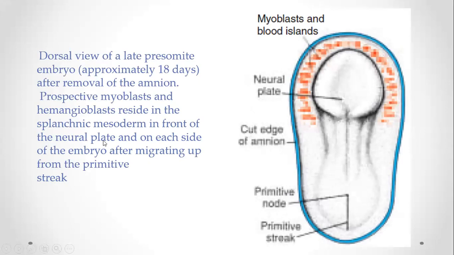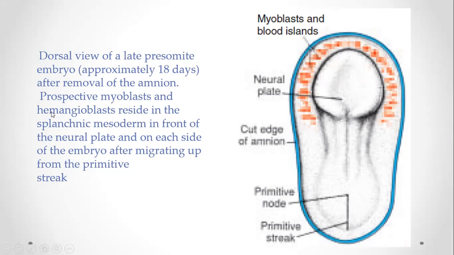Okay, so this is the dorsal view of the late pre-somite embryo. Before the somites are formed, that is called pre-somite. This is the stage, approximately 18 days of the development. That is the third week of development of this embryo. This is the dorsal view of this same embryo being developed.